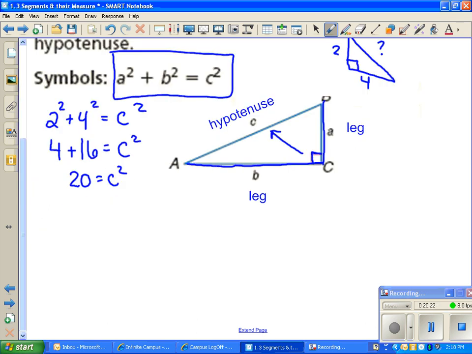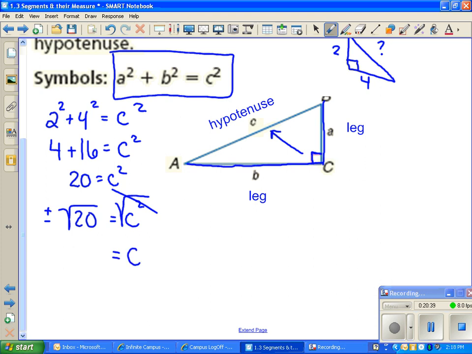Take the square root. To get rid of a square, you take the square root of both sides. Now, when you do that, you really get both the positive and negative of that square root. The square and the square root cancel each other out, so you just get the c.